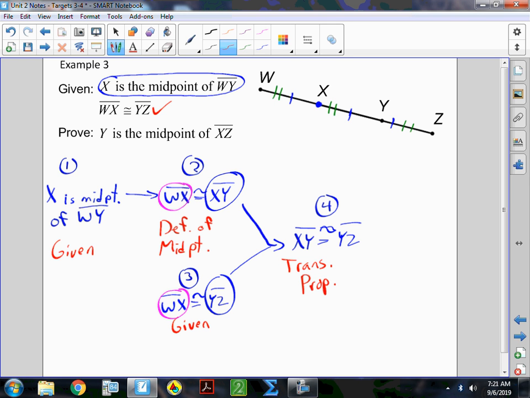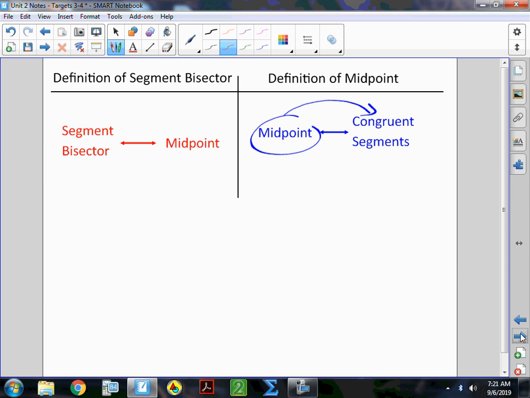And I'm trying to show Y is a midpoint. So let's go back to what we know about midpoints. We know if it's a midpoint, it has congruent segments. We also know that if we have two congruent segments on one line segment, then we have a midpoint, because remember the converse is true. So me drawing that arrow in pink shows the converse is true.